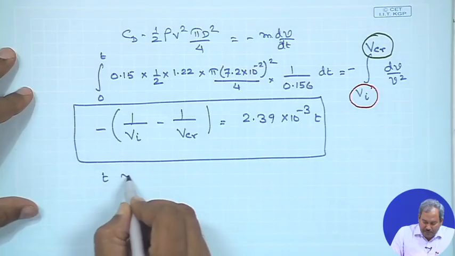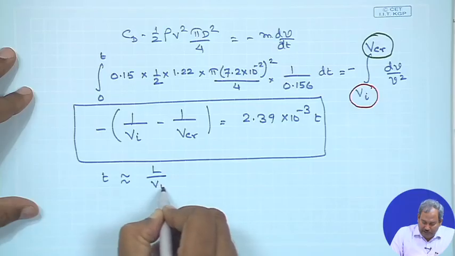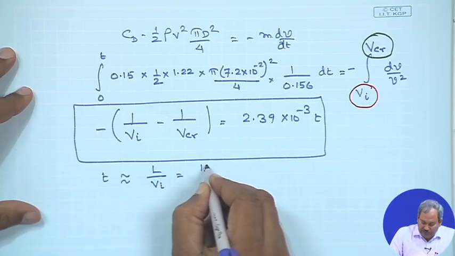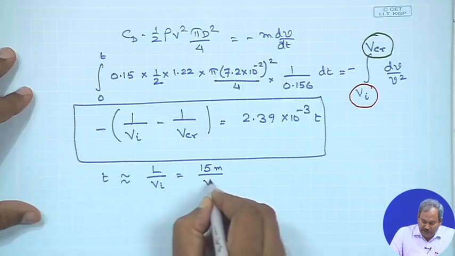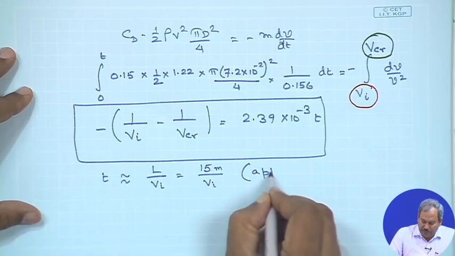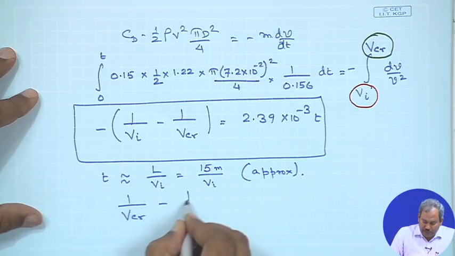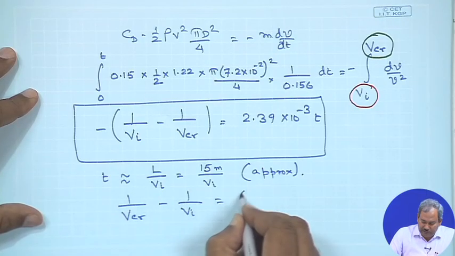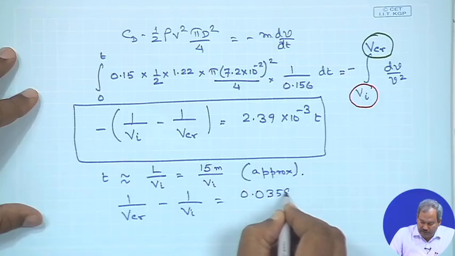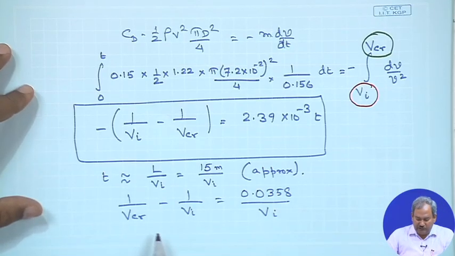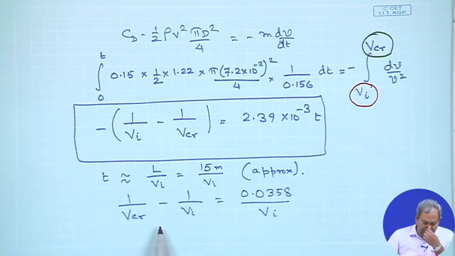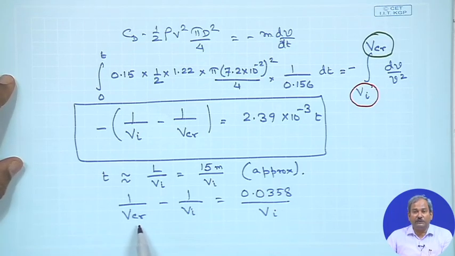So we can approximate t to be equal to L by Vi, and this L is 15 meter as specified, divided by Vi. So this is an approximation which would give you 1 by VCR minus 1 by Vi equals 0.0358 by Vi. So this is the desired relation between the critical velocity, at which the speed has to be reduced in order for it to start to swing.